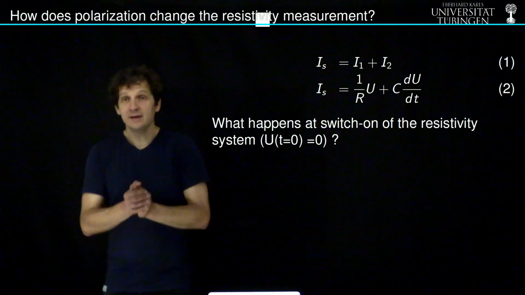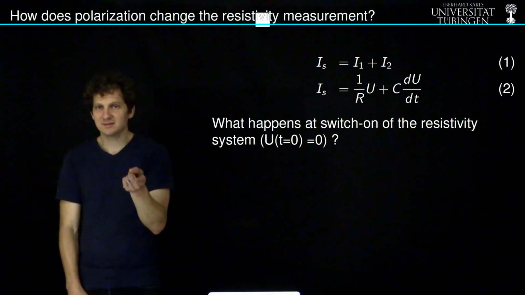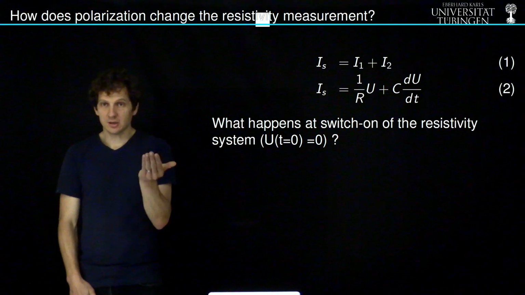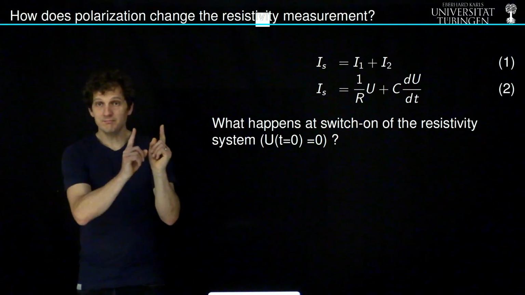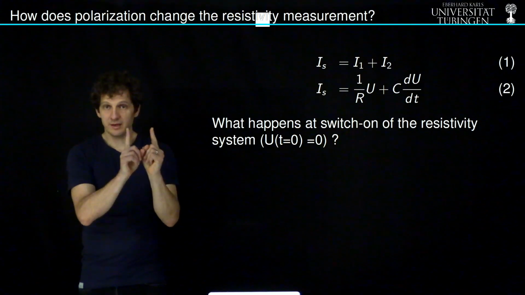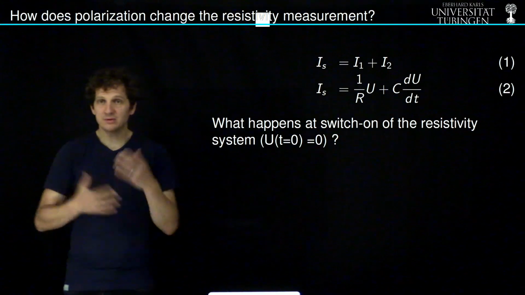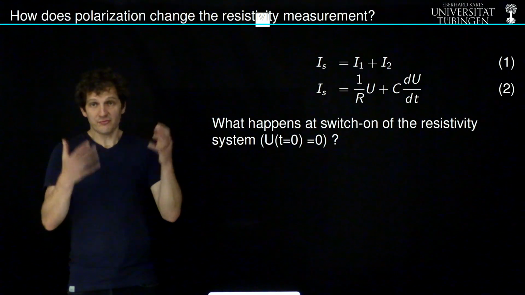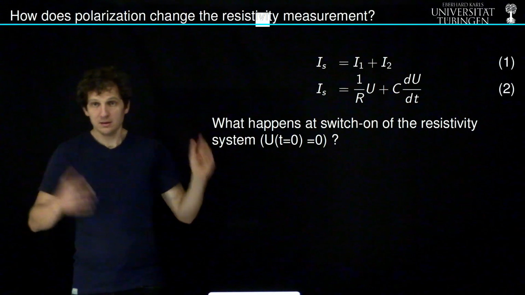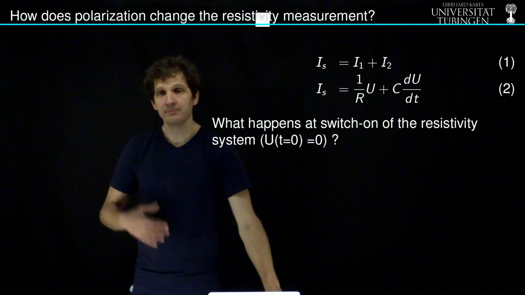The simplest way to do that is to look at the so-called step response, meaning we just switch on our system. So we induce the current in the subsurface, and then we measure the potential drop at the surface. And we ask ourselves what happens in this kind of step response, where the potential is first 0, and then this is our initial condition, and then we see what happens.